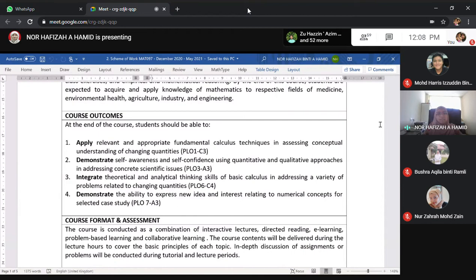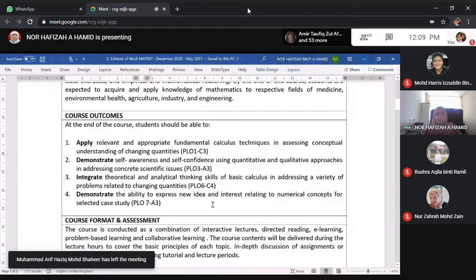Okay, so number 2, demonstrate self-awareness and self-confidence using quantitative and qualitative approaches. So this is for statistics, chapter 7 and chapter 8. Okay, so number 3, integrate theoretical and analytical thinking skills of basic calculus. And number 4, demonstrate the ability to express new ideas and interest.